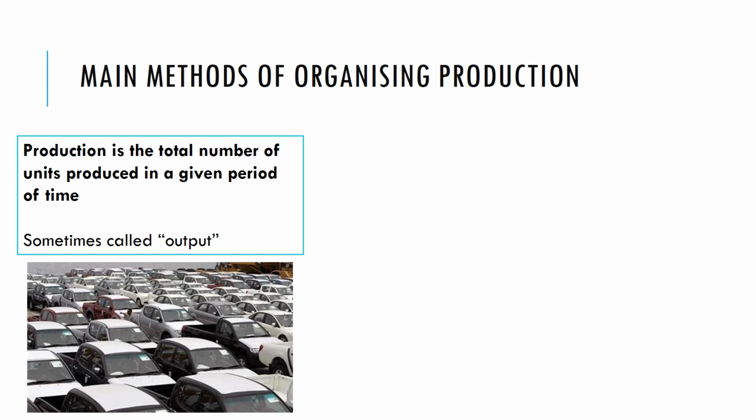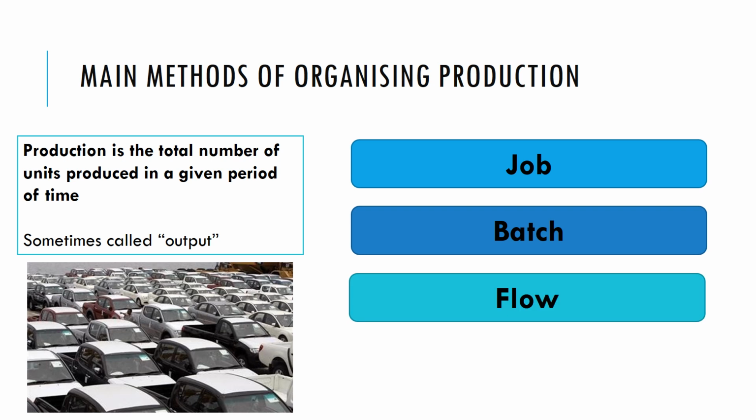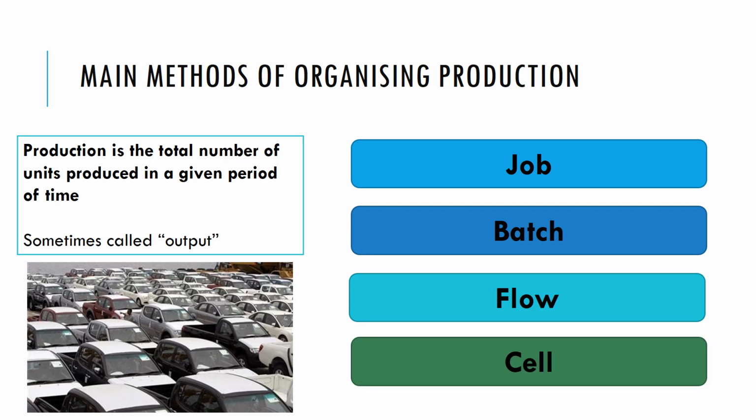There are 4 ways in which a business might choose to organise itself to produce its output. And those 4 we're going to look at in this video are job production, batch production, flow production, and cell production. So once you've taken down this definition, let's move on. Let's start off with job production.